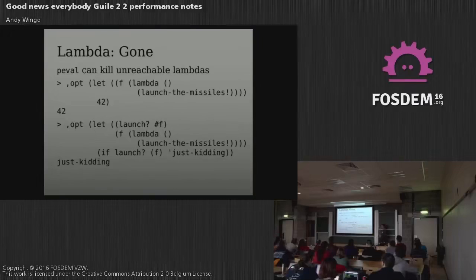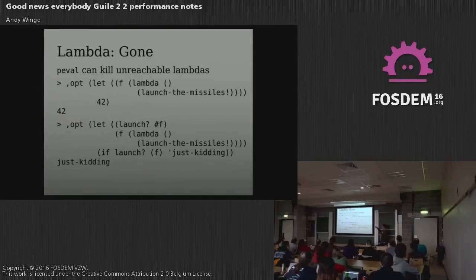So gone is a very common thing, actually. In our first case, we bind our function to f in a let expression, and then the body of the let expression doesn't reference f at all. So partial evaluation reduces this directly to the body. So that reduces to 42, and the lambda's gone, right? So the lambda doesn't exist at runtime.